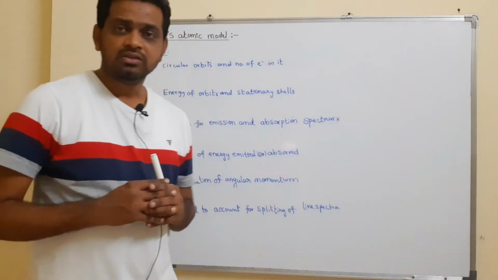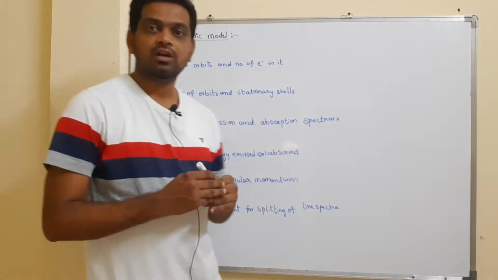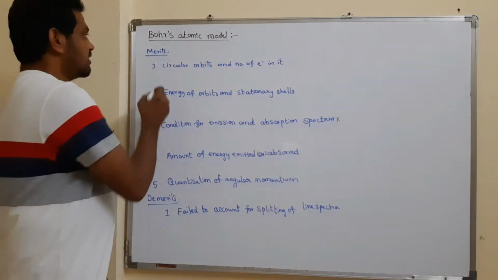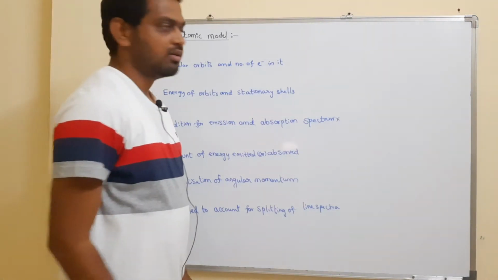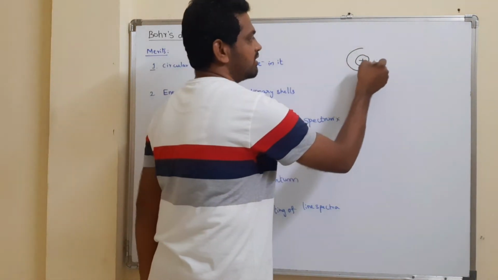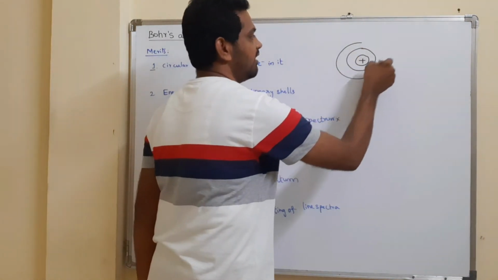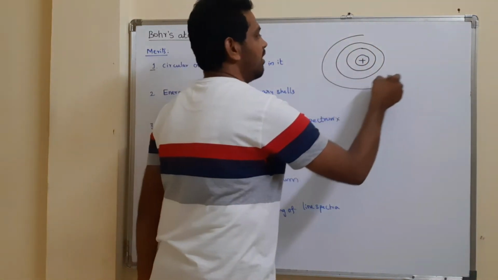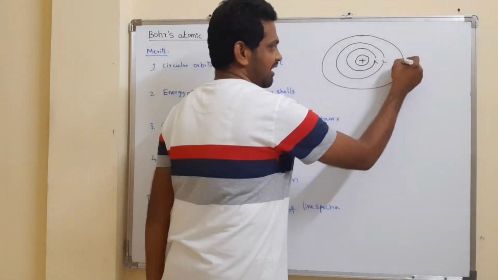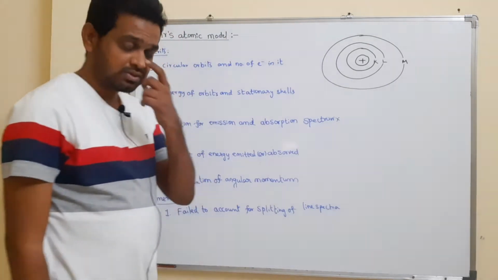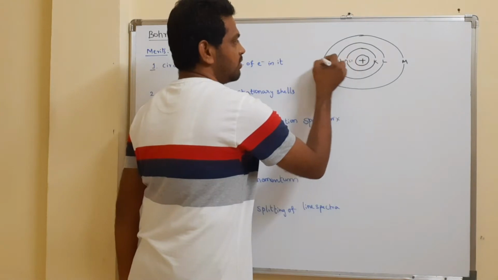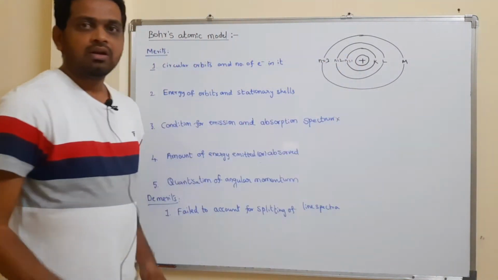So in order to overcome the drawbacks of Rutherford atomic model, scientist Bohr introduced his atomic model. The first postulate of Bohr's atomic model is circular orbits and the number of electrons in them. As per Bohr's explanation, electrons are revolving around the positively charged nucleus in well-defined paths called orbits, and each orbit is denoted by the symbol capital K, capital L, capital M and so on. These can also be written as n equal to 1, n equal to 2 and n equal to 3, and so on respectively.